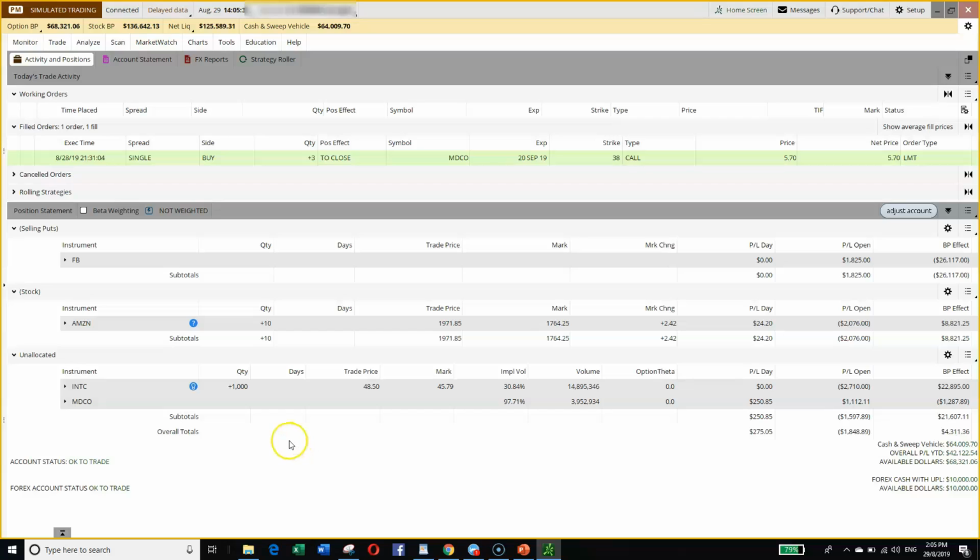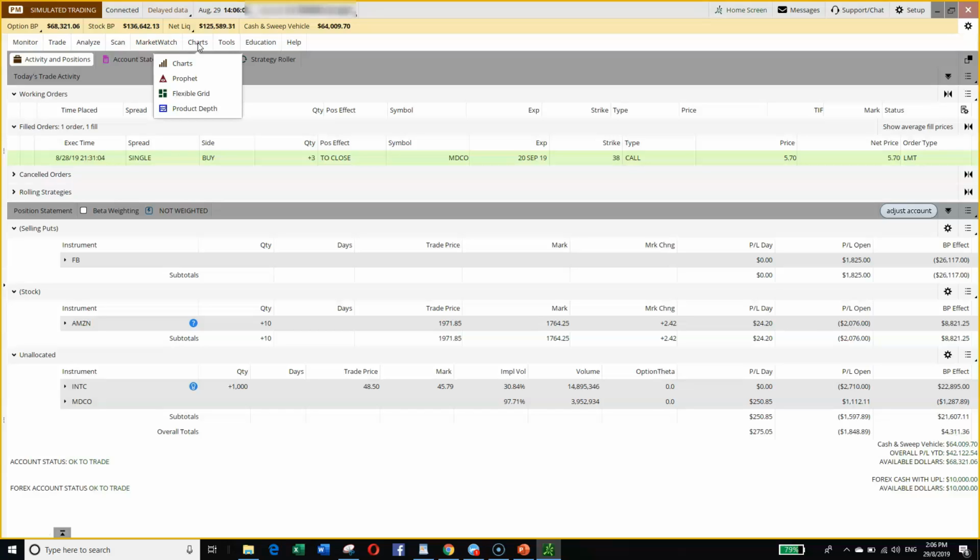Now let's go and quickly see how we can place an order for stock buying here. Okay, so before we look at how to buy, let me just introduce you to the tabs here, right? So you have the monitor tab, you have the trade tab, you have analyze, you have scan, and then you have charts. So these are the main useful tabs that we are going to use on a daily basis if we are trading.